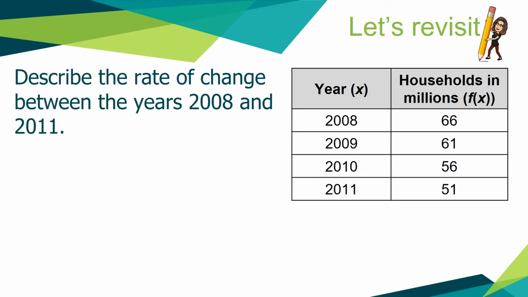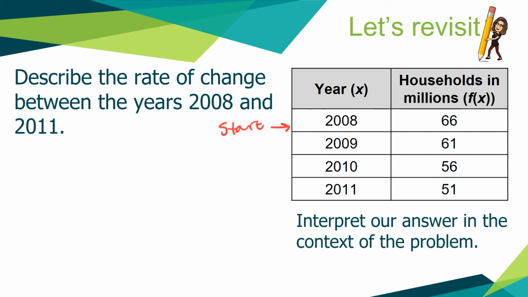Okay, let's revisit that situation with this table where we want to describe the rate of change between the years 2008 and 2011 for the cell phones and landlines with households that had them in millions, right? So we need to first identify the starting point, and my starting point is in 2008 with 66 million households having landlines and cell phones, right? And then my ending point would be in 2011 when 51 million households had cell phones and landlines.